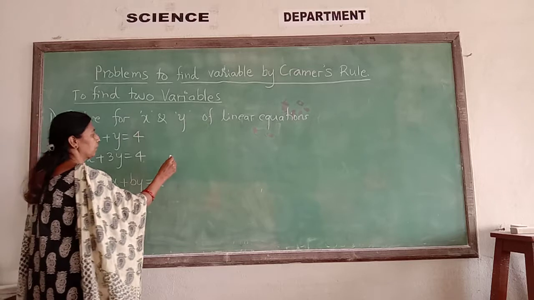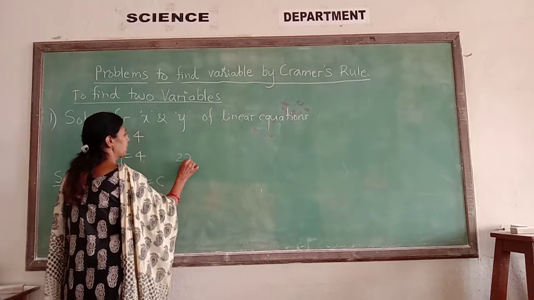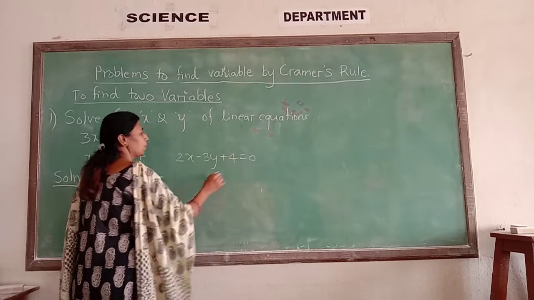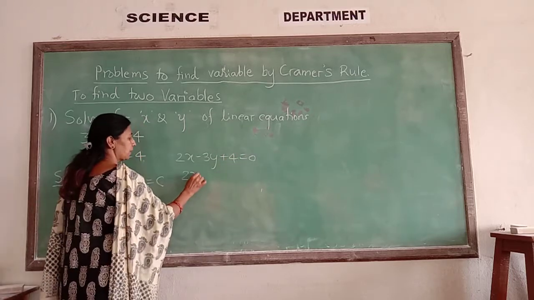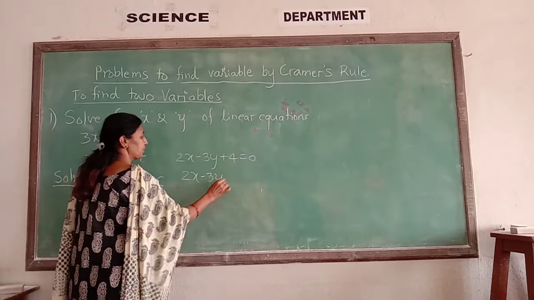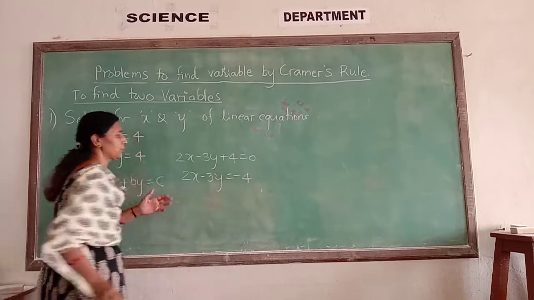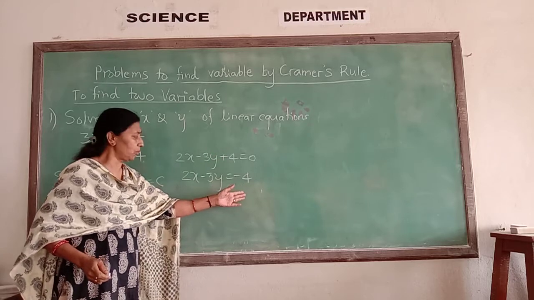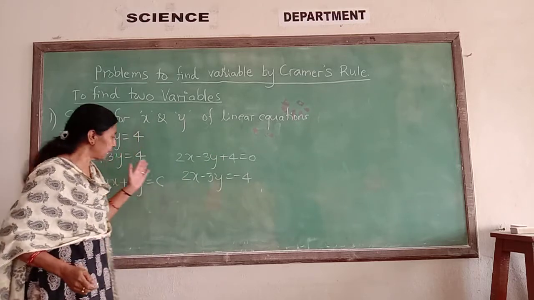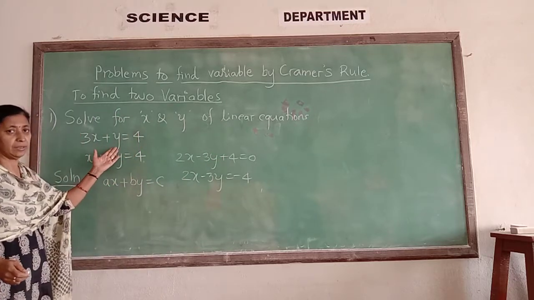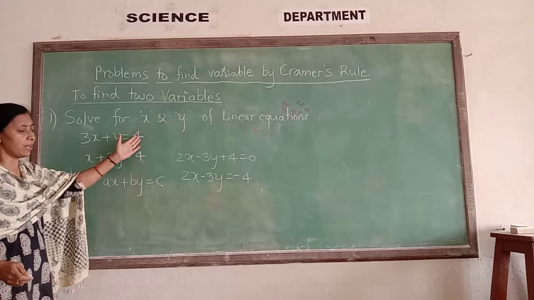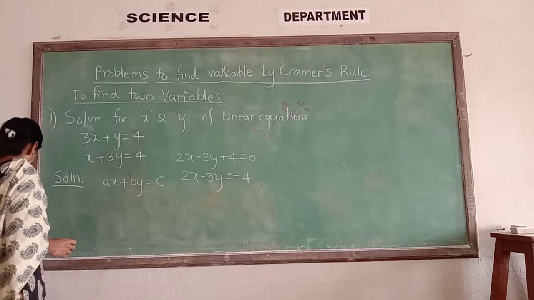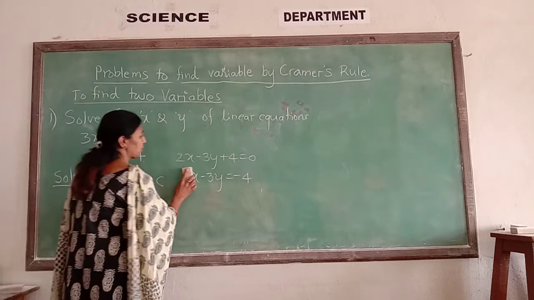Suppose you are given an equation like 2x minus 3y plus 4 equal to 0. Then your work is to rewrite the equation as 2x minus 3y equals minus 4. Like this, you have to transfer the constant to the other side of the equation. This is the first work. But in the given example, it is ready-made, that is, the constants are already on the other side of the equation. So directly you can go for forming the determinant.